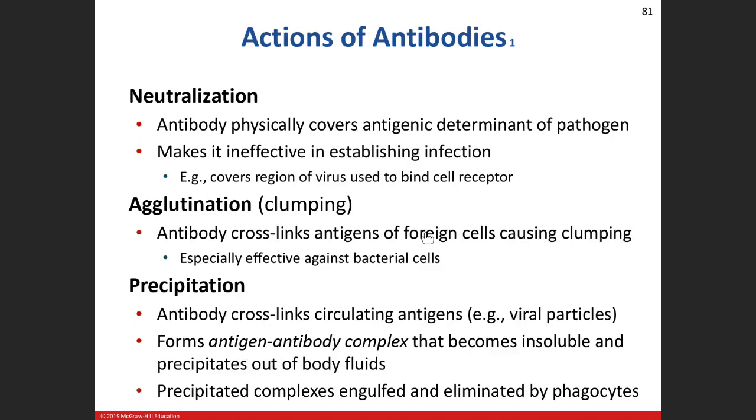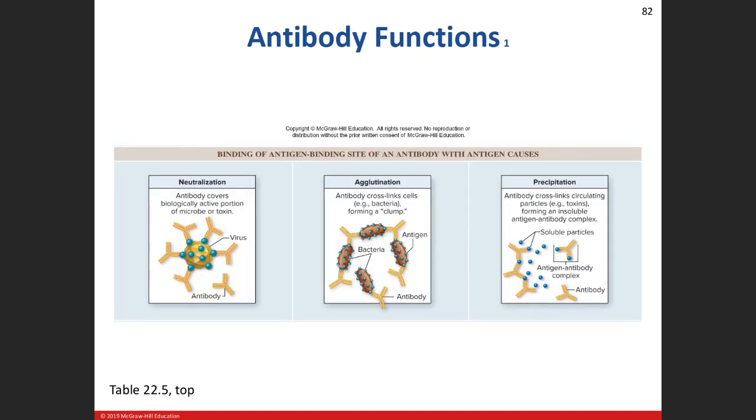The antibodies are going to cover up all these antigenic determinants, and that way they can't connect to another cell. They can't bind to a cell receptor. So we just covered them up. Here, let me show you the picture. That's what we're seeing here in this picture.